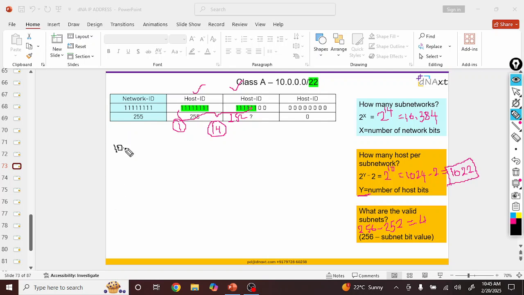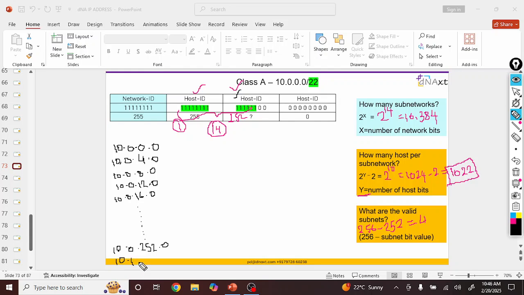10 dot 0 dot 0 dot 0. First we'll do the increment in the third octet, followed by the increment in the fourth octet. So 10 dot 0 dot 4 dot 0, 10 dot 0 dot 8 dot 0, 10 dot 0 dot 12.0, 10 dot. Now you all know the table of 4. So this will go on till you get 10 dot 0 dot 252.0. Then if you add 4 over here, it will become 256, which is not valid.